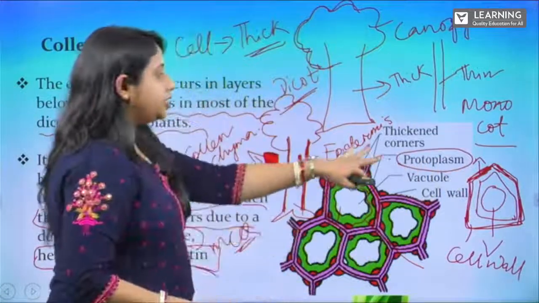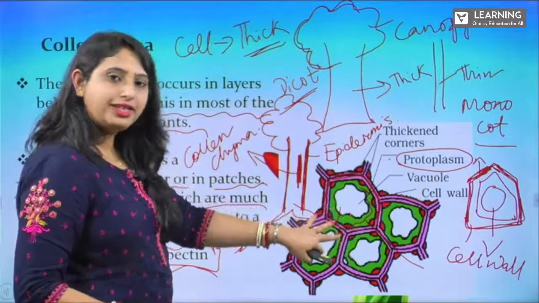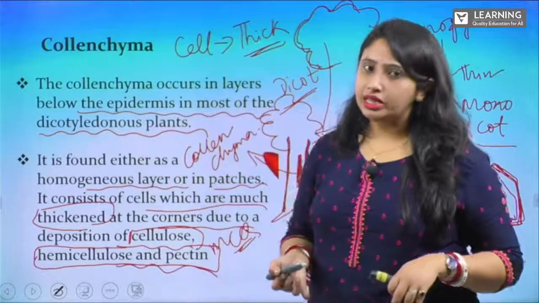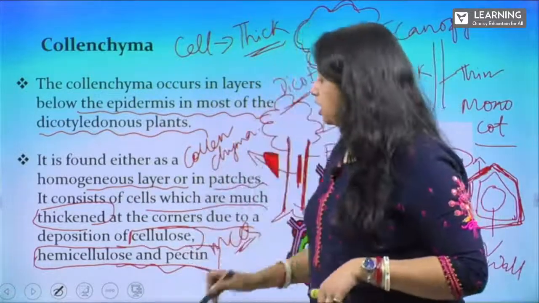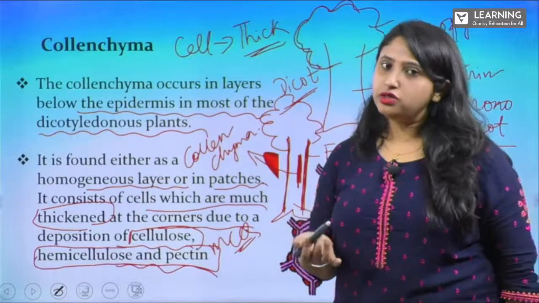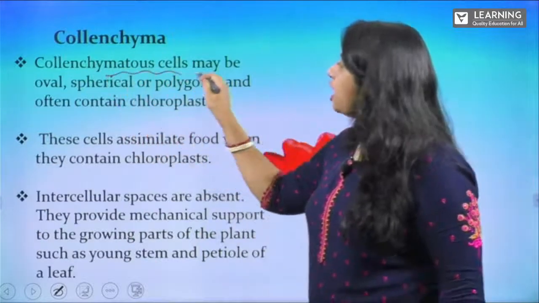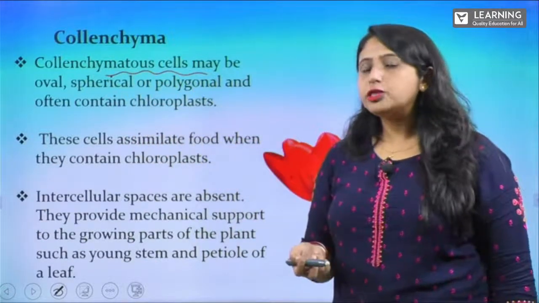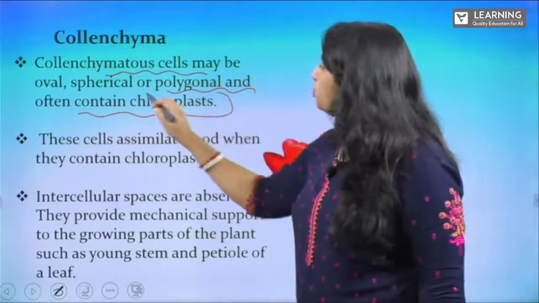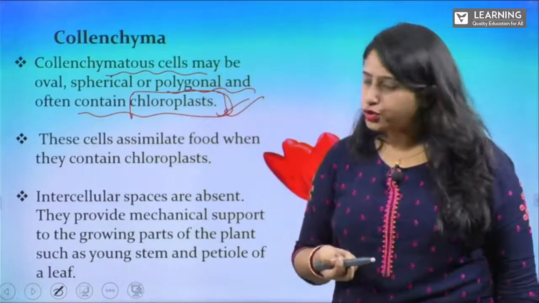So at the corner it is thickened, then it has a vacuole at the center, then it has the cell wall. Cell walls are basically thickened at the corners, and the cell wall consists of three things: cellulose, hemicellulose and pectin. Next, let us see other characteristics. Collenchyma cells may be oval, spherical or polygonal and often contain chloroplast. This is important. So they contain chloroplast too.